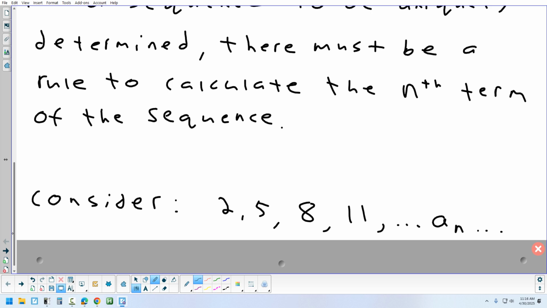This one has a bunch of terms. It has an nth term somewhere down the line, and then there's even more after that. So there's no end to this sequence. Okay, that's called an infinite sequence. Infinite means it goes on forever.